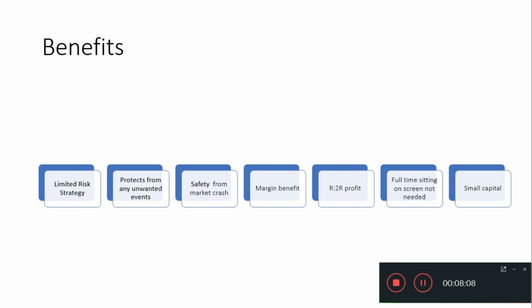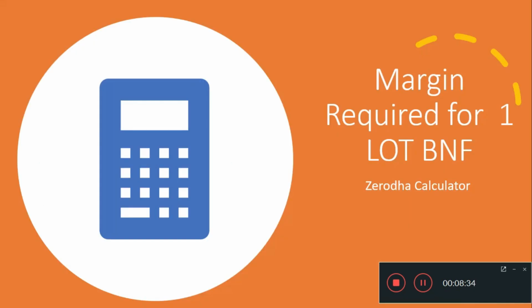Second is for those who cannot sit on the screen full time. This is a very good strategy because it is going to give you a steady income without sitting on the screen full time. Then small capital comes into the picture. All the traders who don't have a very huge capital to play in option selling can use this strategy with a small capital of like 5 lakhs as well. So, going to the margin required for one lot of Bank Nifty.